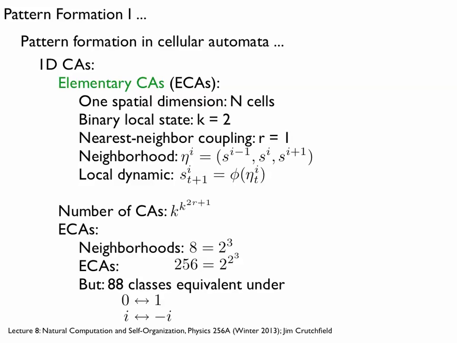Also, it doesn't matter how I index from left to right, being site 0 up to site n, or vice versa. So under those two exchanges, there are really only 88 different equivalence classes, distinct behaviors. So I go down from 256 to 88. And these are finite enough numbers. People, for years, did exhaustive studies of all possible elementary cellular automata.